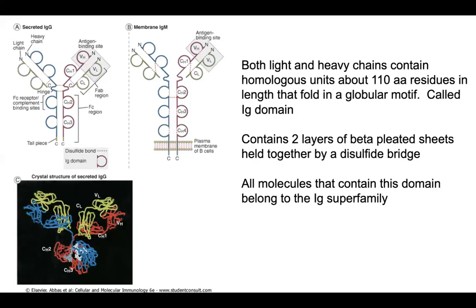Okay, so breaking down a little bit again, here on the left is a secreted antibody. This particular one is an IgG, and on the right there is a membrane-bound IgM. They're extremely similar, except for this constant region down at the bottom that goes through the plasma membrane of B cells.